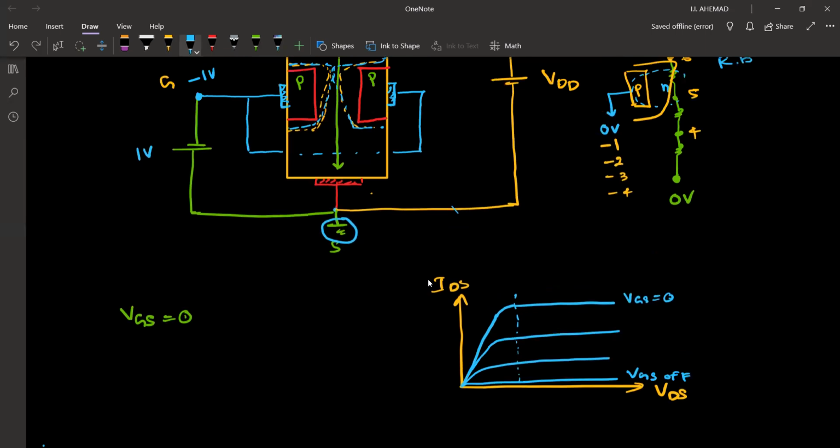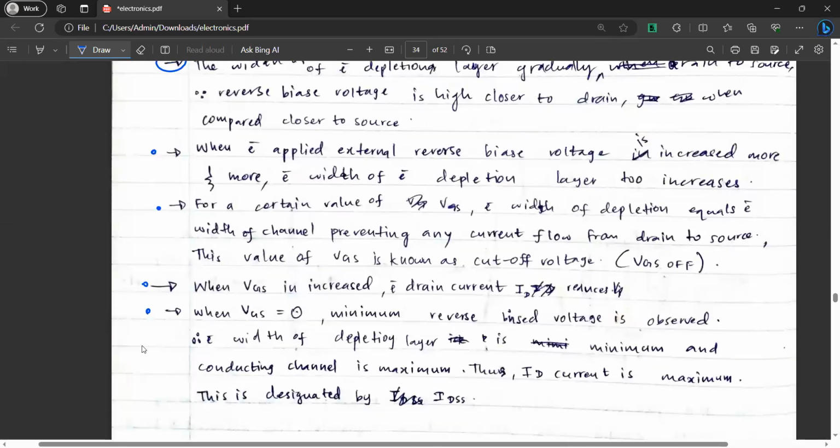That is mentioned in these 2 points. When the applied external reverse bias voltage is increased more and more, the width of the depletion layer also increases. For a certain value of VGS, the width of the depletion layer equals the width of the channel, preventing any current flow from drain to source. This value of VGS is known as cut-off voltage or VGS off. When VGS is increased, the drain current ID reduces. So that's obvious, right? Are you clear with these 3 points? First, second, and third, clear with them.